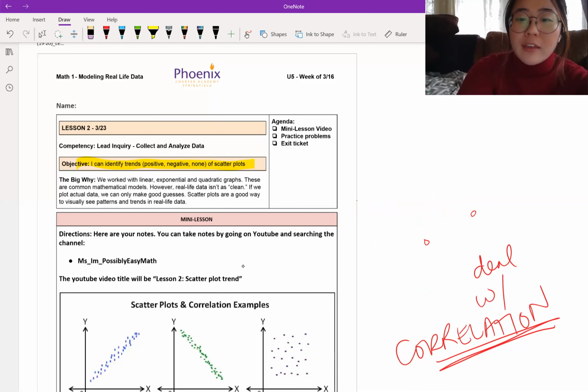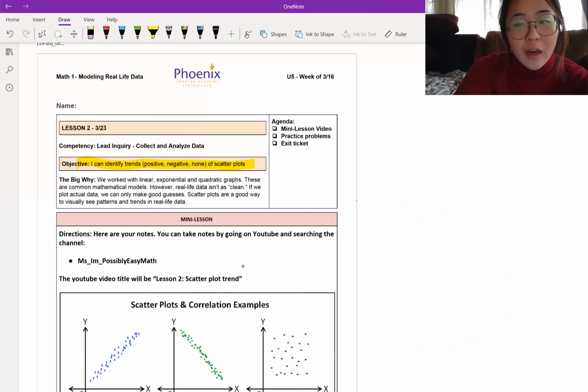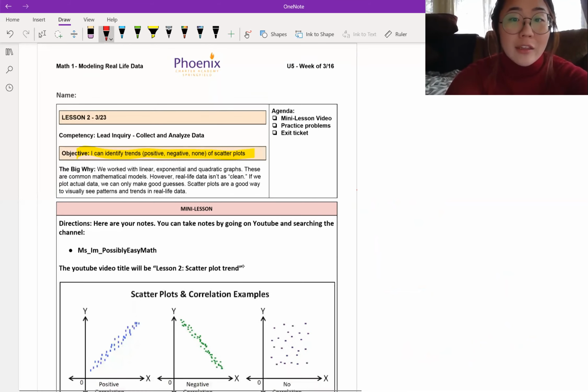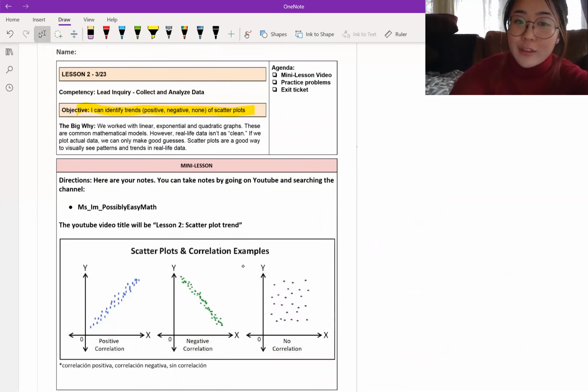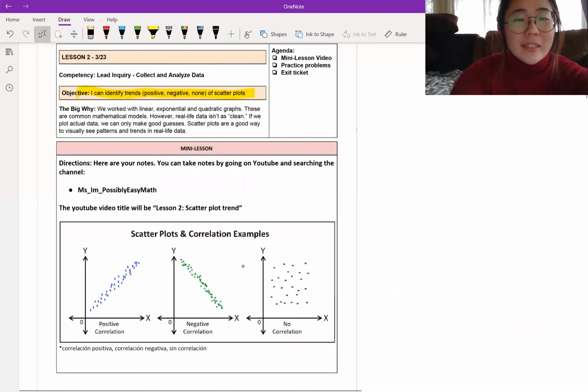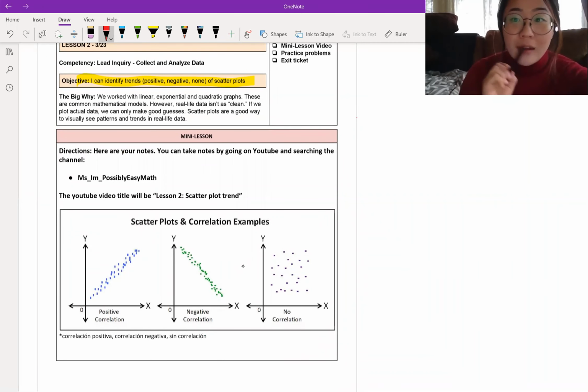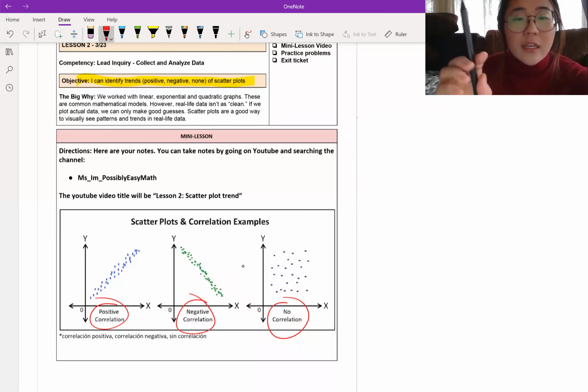Just a quick reminder, if I'm writing in red, you do not have to copy it down, but if I'm writing in blue, you need to copy this down either on your paper packet or your online document. All right, so there are exactly 3 types of correlations that exist for scatter plots. You have your positive correlation, negative correlation, and no correlation. So only 3 things to remember.